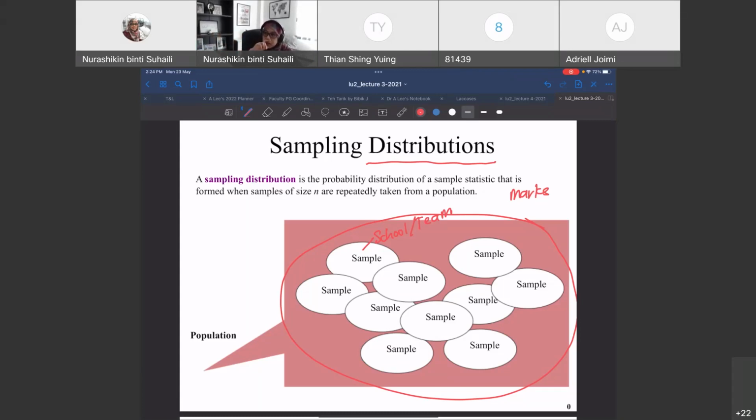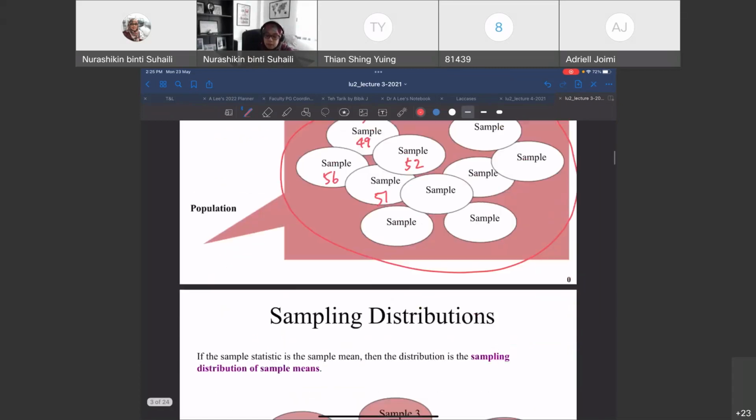And when we talk about sampling distribution, it doesn't mean that the size of the sample must be the same for all. Sometimes school 1 has 49 students, school 2 has 52, this one is 51, 56, something like that. So it can vary. But how do you represent every sample? Say 49 students have their own marks. If you want to represent school A, you must find the mean, isn't it? So every sample is represented by the mean or the average value.